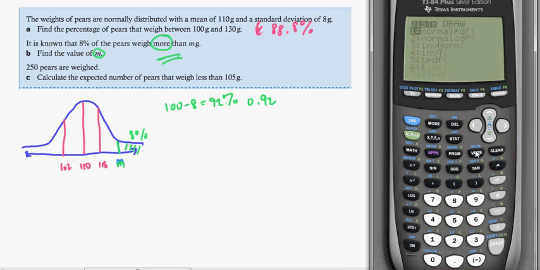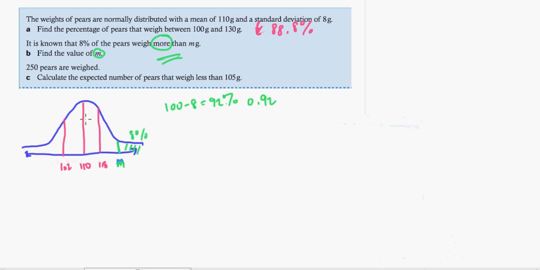Let's bring that up and go second distribution. Now we're finding m or x or whatever, so we go inverse normal. The area is 0.92, the mean was 110, and the standard deviation was 8. We get 121.2, so this is 121 grams. Always put your label. I did it to 3 significant figures.